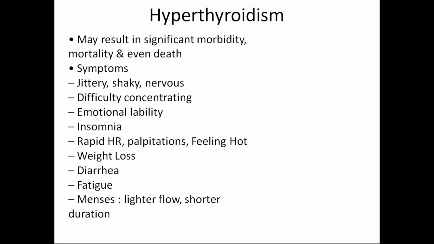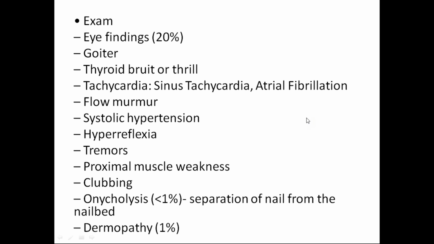There'll be weight loss, diarrhea because of increased peristaltic movement, fatigue, and in case of adolescent females, menstrual flow will be lighter and of shorter duration. Okay, in the other case, hypothyroidism, it is high flow and longer duration. Okay, on exam, you'll find the eye findings of the classic proptosis and exophthalmos will be present in 20% of the cases. The goiter may be present on palpation.